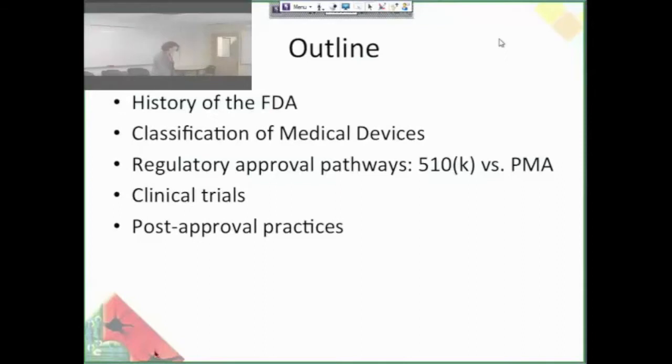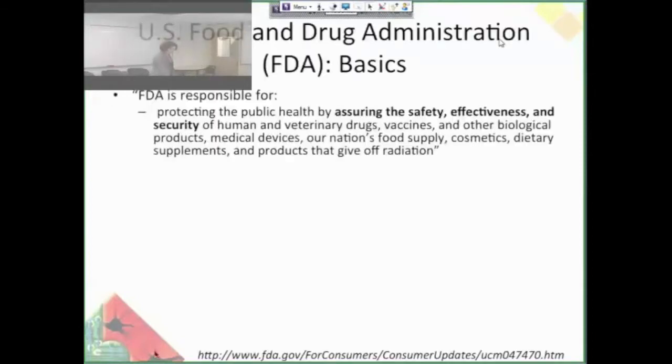All right. So basics of the FDA. This is taken directly from their mission statement. The FDA is responsible for protecting the public health by assuring the safety, effectiveness, and security of drugs, including human and veterinary drugs, vaccines, and other biologic products like antibodies or proteins that you might administer. Also medical devices, which is probably most important for the biomaterials engineer. Also the food supply, cosmetics, dietary supplements, and products that give off radiation.